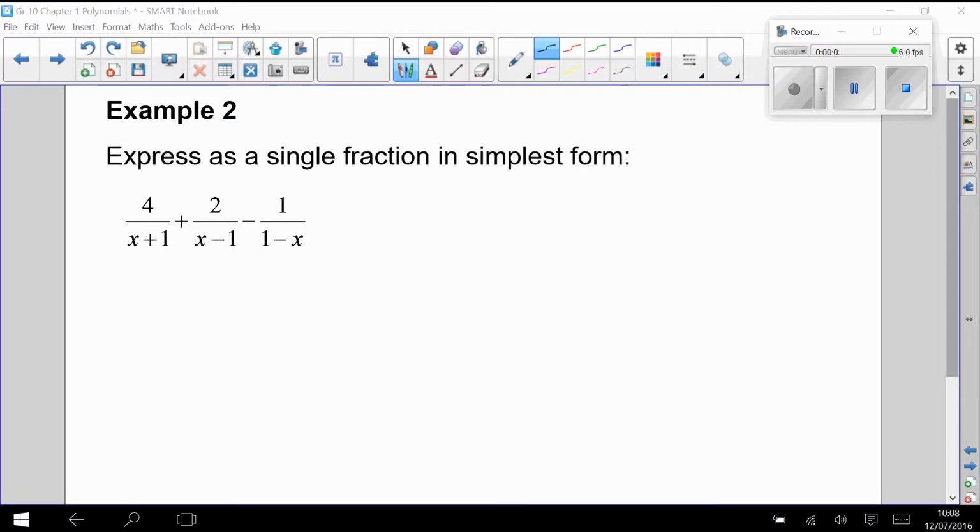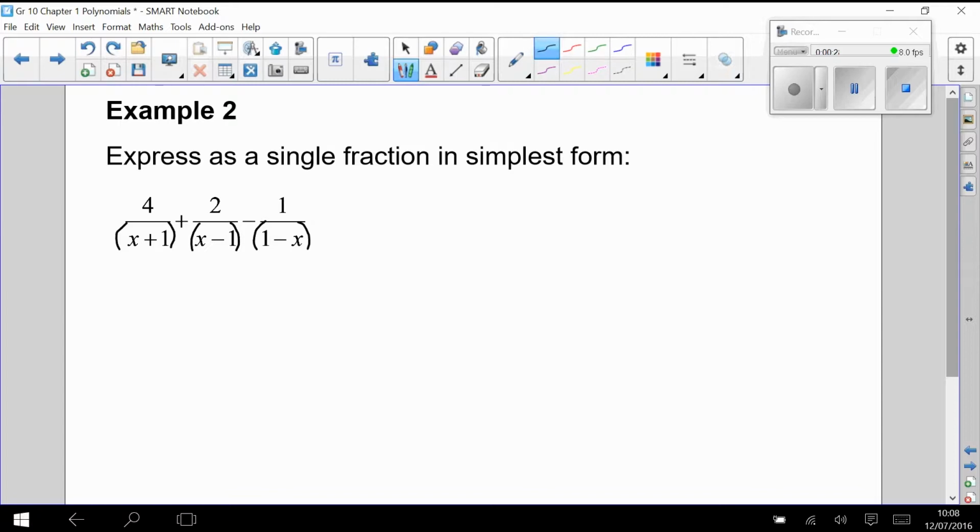In example 2, we are going to be adding 3 fractions to make one big fraction. As I've got 3 fractions, I need to look at each of their denominators in turn. The first denominator is a nice linear bracket factor, as is the second denominator. In the third denominator, you'll notice that I wrote the x term second and not first.